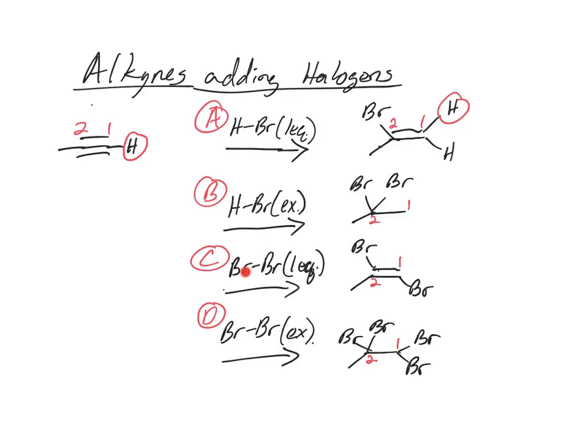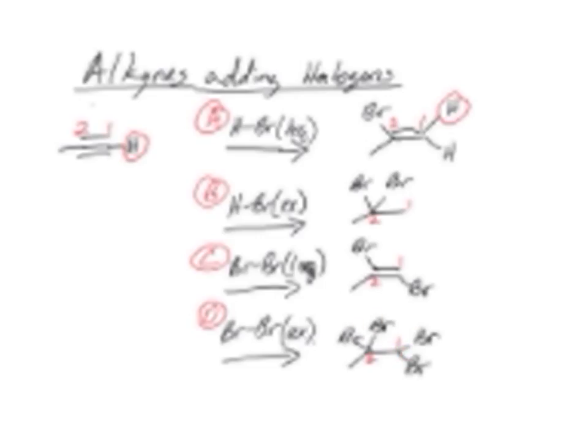If there's one equivalent of Br2, we go through a three-membered ring intermediate, so we know the products are going to be trans to each other. If there's excess Br2, you're just going to do this whole thing again, and all these bromines are going to be added together. Two of them will be trans to each other. These two would be trans, these two would be trans to each other as well. I'm not drawing this stereochemistry in, but you could imagine these would be trans as well still.